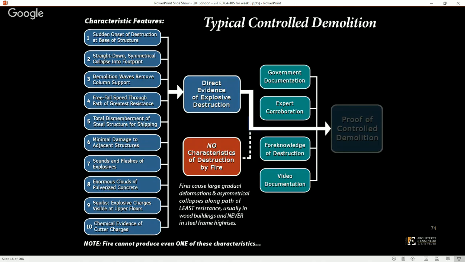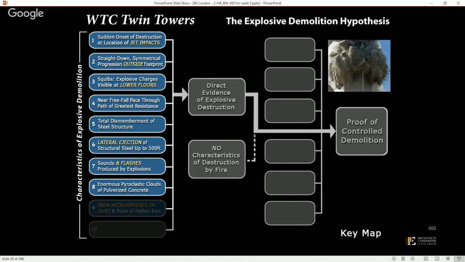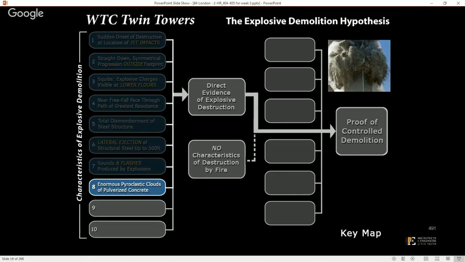Video documentation and foreknowledge. This is all proof, can help us to determine a proof of controlled demolition. With that in mind, let's look at the features of the destruction of the Twin Towers. Well, we looked at the first 7 of 10 last week. This week, we're going to focus on number 8, 9, and 10, starting with enormous pyroclastic clouds of pulverized concrete.